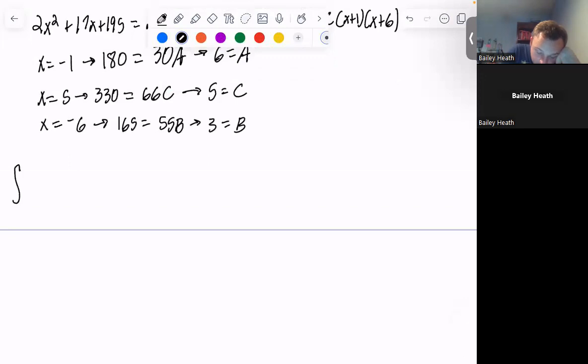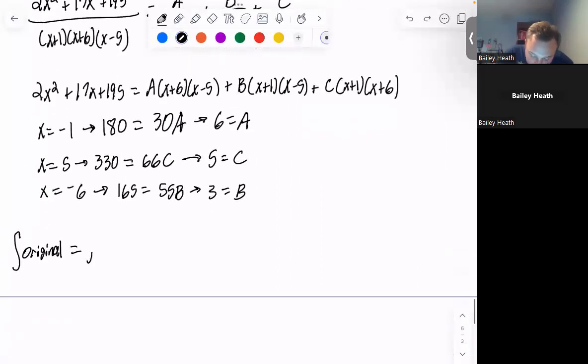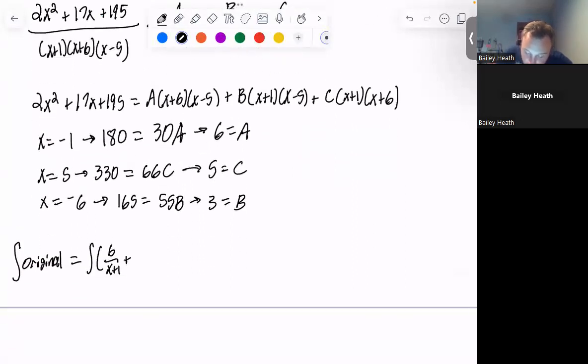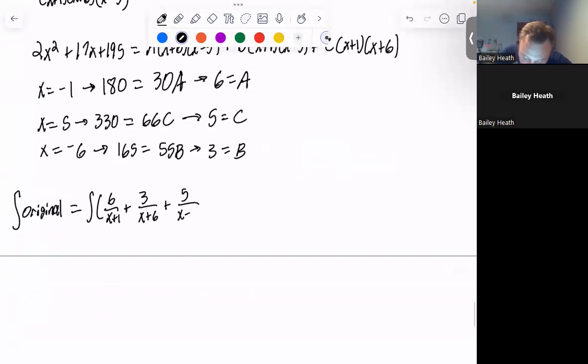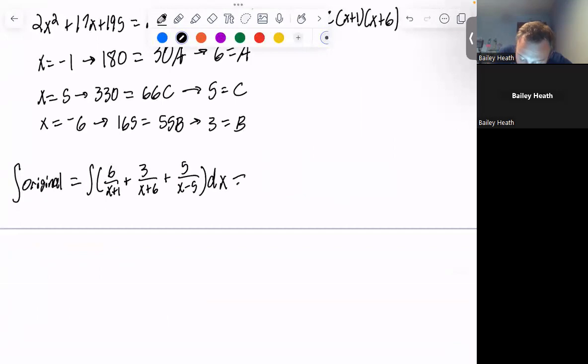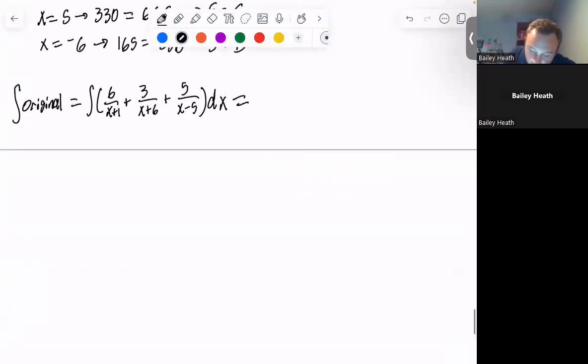Okay, so now I'm just going to be a little bit lazy here. Our original integral is equal to this partial fractions decomposition. Our a is 6, so we get 6 over x plus 1, plus b is 3, so 3 over x plus 6, plus c is 5, so I get 5 over x minus 5, all of that dx. And now, in the interest of time, because my Zoom meeting is running short, let me just briefly show how to do one of these integrals.